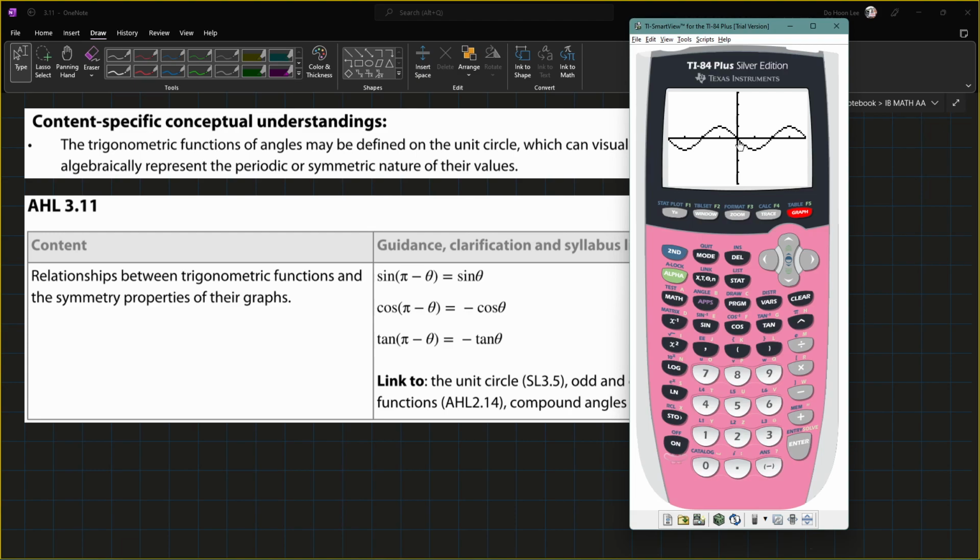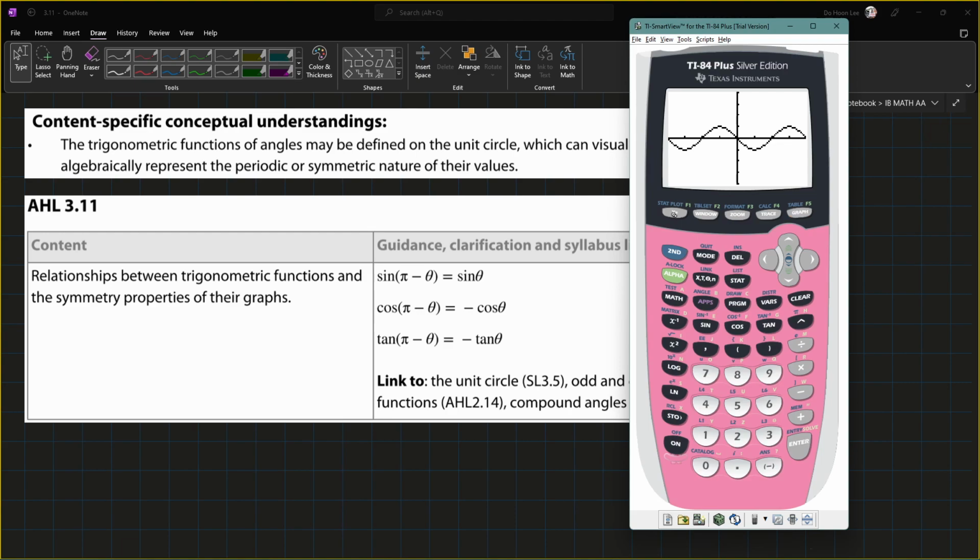So I can see that if I do a horizontal shift of pi, we'll get the same graph. So let's do x minus pi. And we can see that we get the same graph. This works the same way for the cosine as well. However, the tangent x doesn't work the same way.